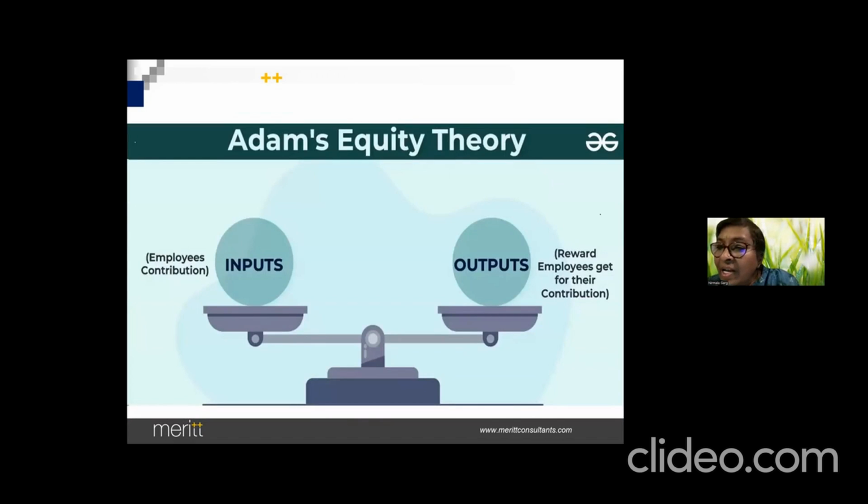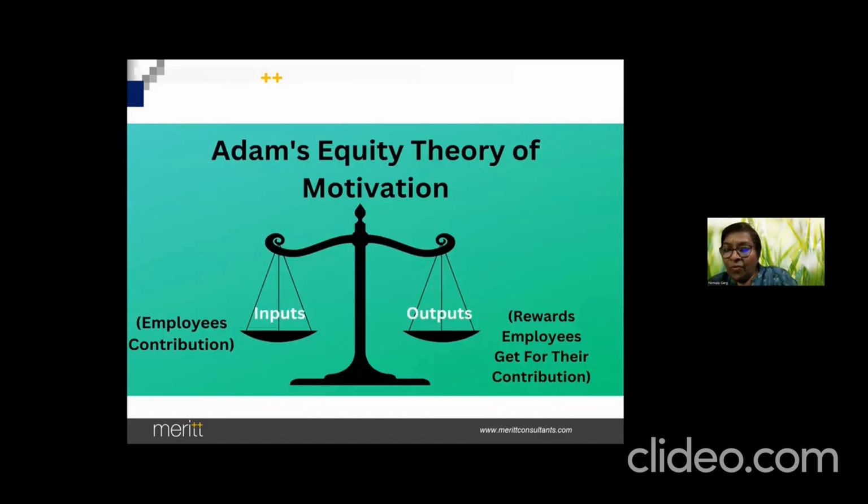What is input? Input is the employee's contribution. You give your time, you bring your competencies, you give your skills, everything. All these things are your input. And what is output? What does the organization give you in terms of rewards? It can give you monetarily cash, non-monetarily some kind of a reward. So very clear what is input and output, guys. So when input is equal to output, you are satisfied, you are happy, you are engaged.